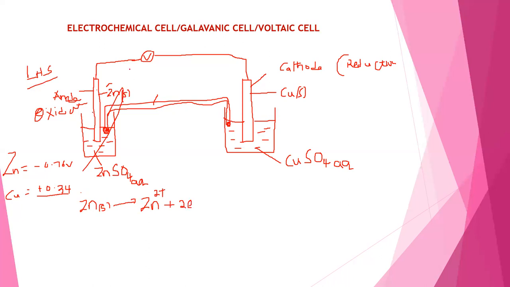This will tell you that the electrons will move from the anode to the cathode. So the electrons now move from this side towards the cathode.